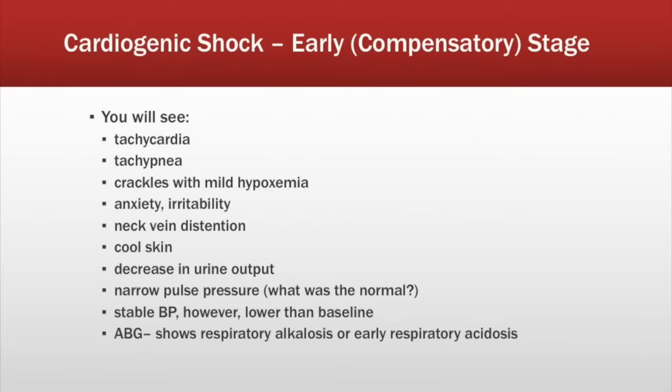So cardiogenic shock early, there are 2 stages, early and late. This is when the body is trying to compensate, but not doing a great job. So you're going to have tachypnea, tachycardia, mild crackles with hypoxemia, anxiety, irritability, neck vein distension, not just your jugular, cool skin. Remember the cool skin, decrease in urine output. It's because the kidneys are being perfused less. You're going to have your narrow pulse pressure. Again, what's normal? 40 to 60.